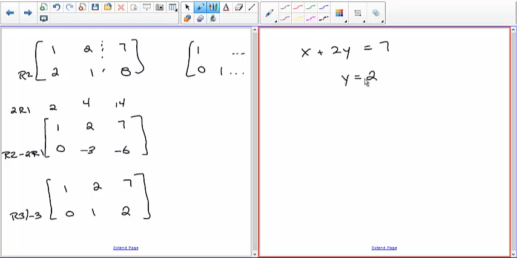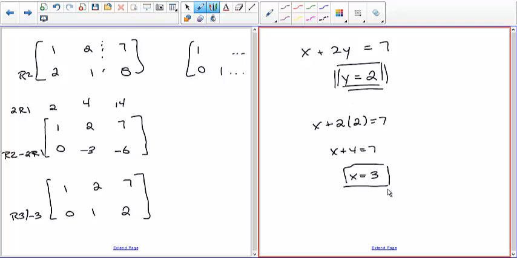Well, hey, there's one of my solutions, y equals 2. And then I can use back substitution by saying, okay, now I know y, I can plug that back into here, like that. So instead of 2y, I can have 2 times 2. So that's x plus 4 equals 7, x equals 3. So that's my solution, x equals 3, y equals 2. Okay, and that was the whole idea.